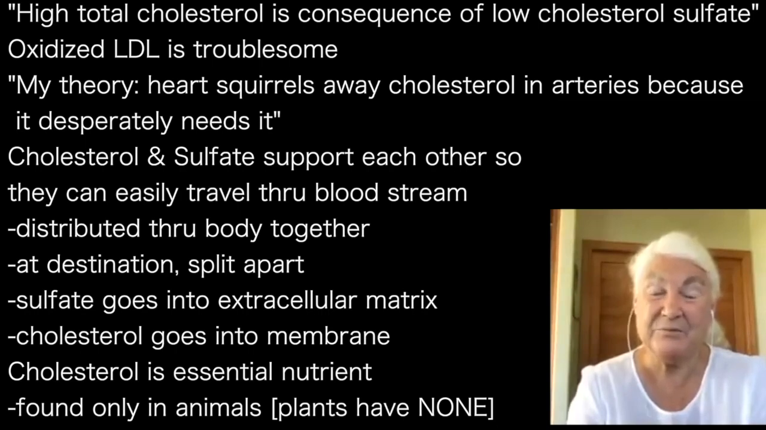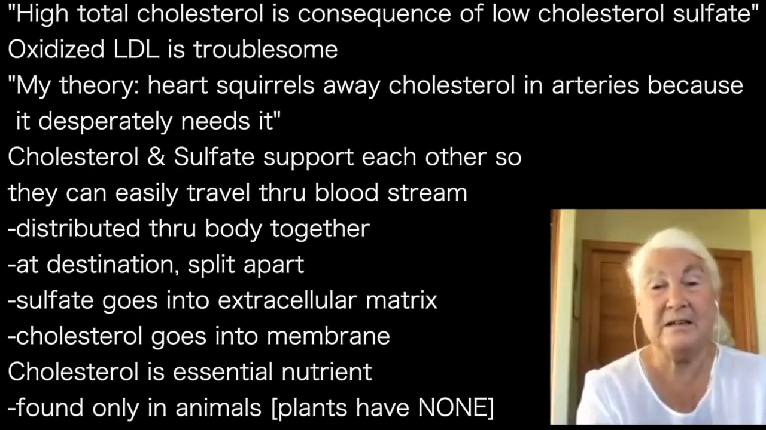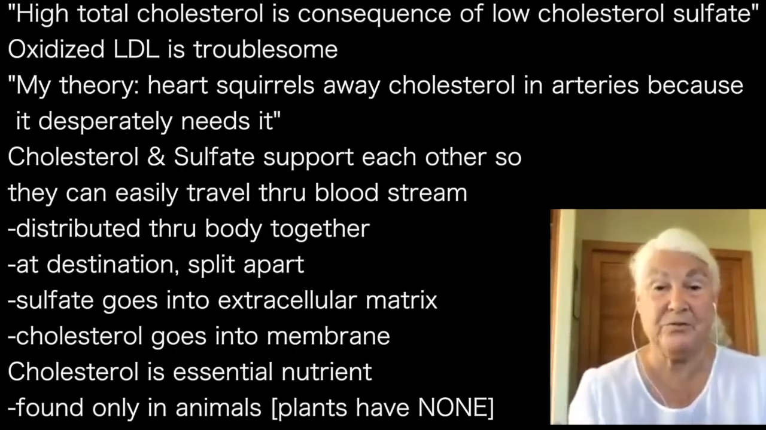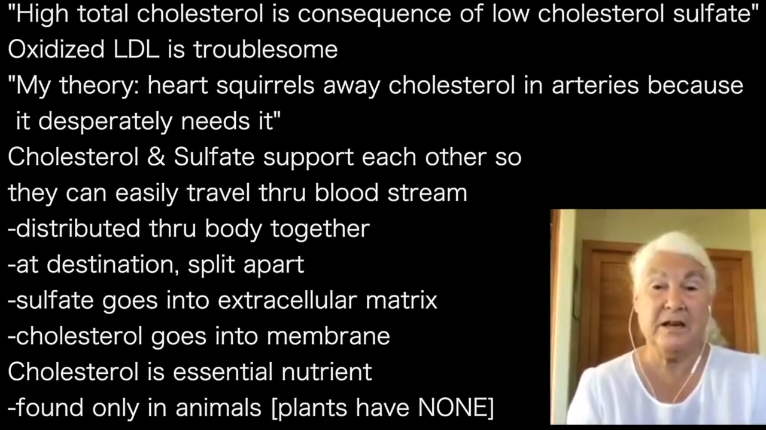And I have some very interesting theories about that as well, that has to do with your heart is actually squirreling away cholesterol in its arteries because it desperately needs cholesterol. It's waiting for sulfate in order to get the cholesterol delivered. And the sulfate gets delivered at the same time. So both the cholesterol and the sulfate are supporting each other to help them travel through the blood. Neither one of them does a good job of traveling through the blood without the other.